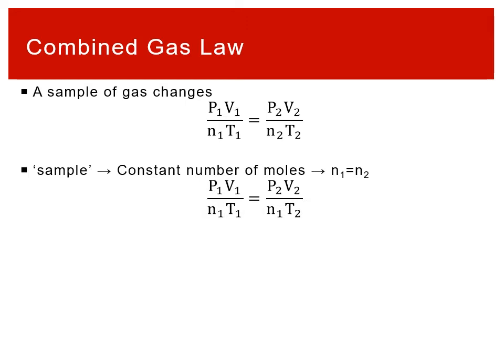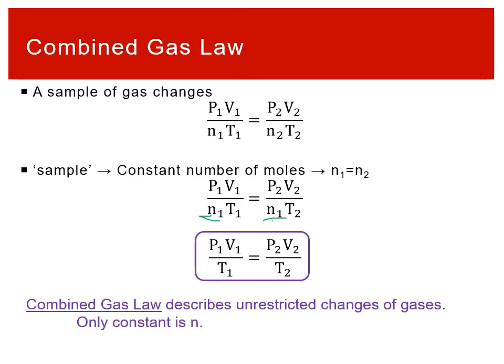We can do a substitution there. You'll note that's the n1 right in there. That n1 is showing up on both sides of the equation. We can cancel it out, right? It doesn't matter. It's on both sides. So P1 times V1 divided by T1 is equal to P2 times V2 divided by T2, right? All of our other variables are combined except the n. This is called the combined gas law. And the combined gas law describes unrestricted changes of gases, right? The only thing that is held constant is the number of moles.